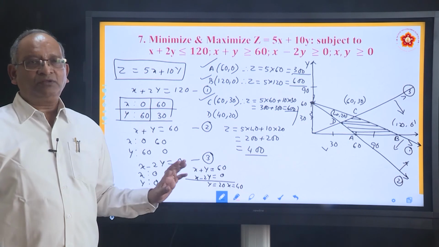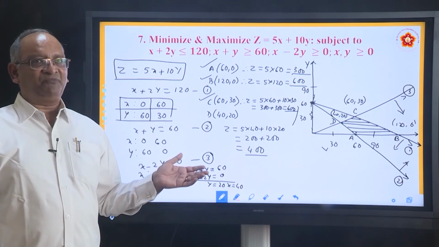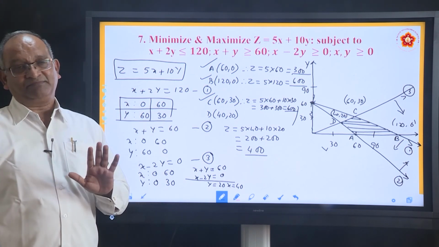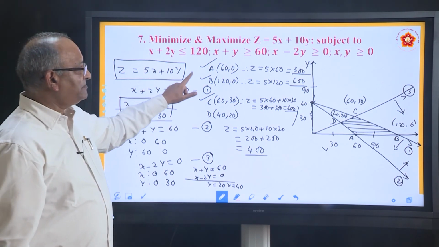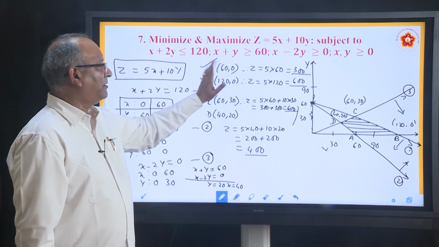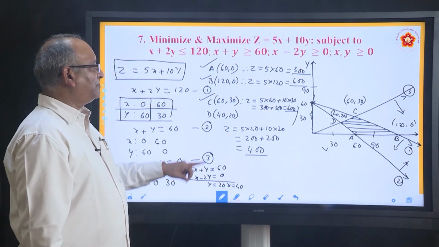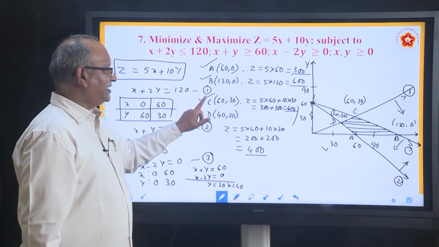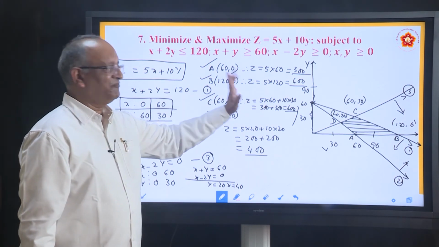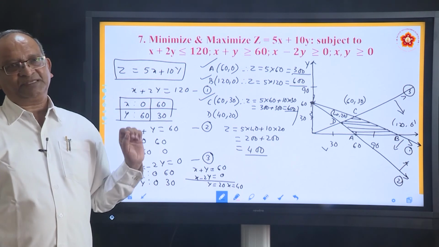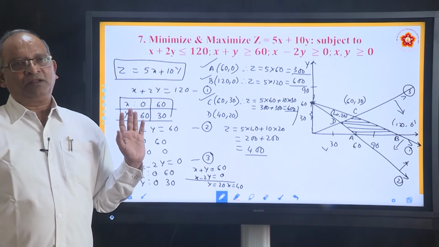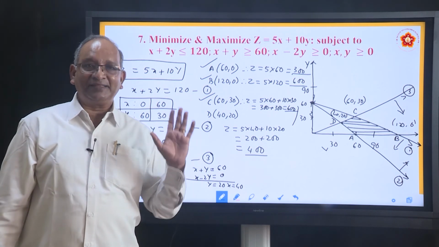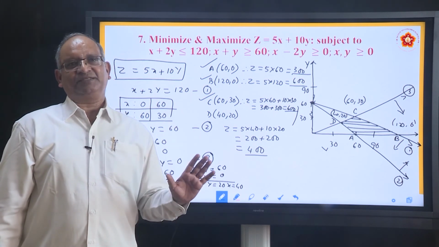So this is how we write maximum and minimum values. First you have to write the coordinates and then write the values of Z. Z is minimum, that is 300 at 60, 0. Z is maximum at 2 points, B and C, at 120, 0 and 60, 30, and its maximum value is 600. This is how we solve this problem. I am sure you are slowly able to understand that these problems are lengthy. You require patience.